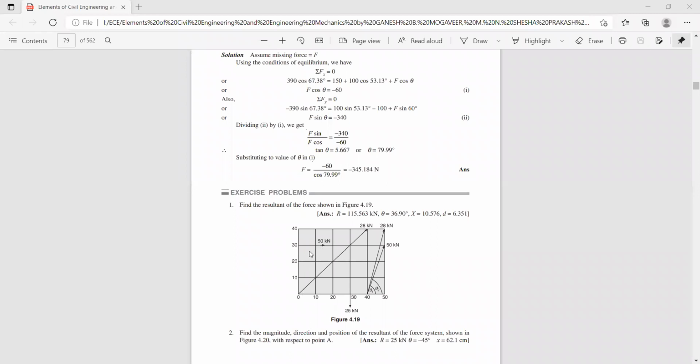15 into 30 is 1500. And 25 into 30 is 750. Correct. Next, 50 sine theta 2. What theta 2 value did you get? 71.56. So 50 sine 71.56 into 40, with minus. Again minus 28 sine theta 3. Theta 3, how much did you get? 73.96. So minus 28 sine 73.96 into 40.